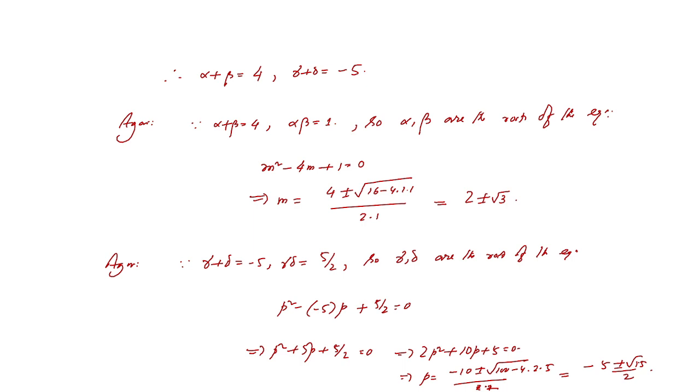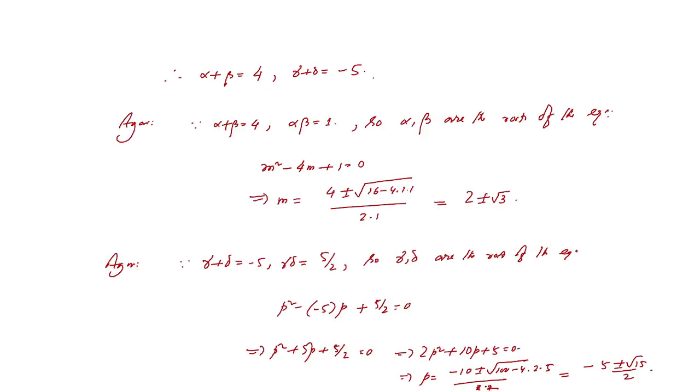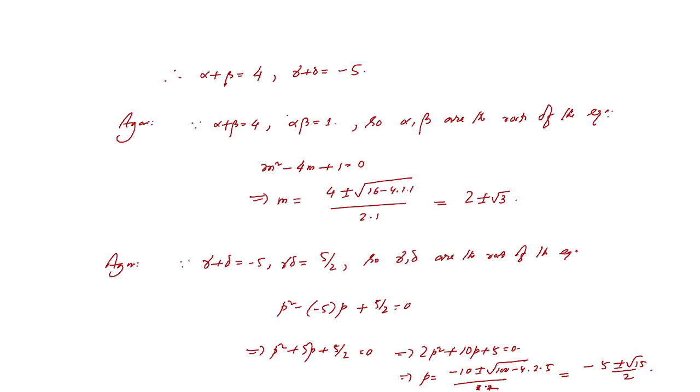Okay. So what are the roots? Therefore, the roots of the given equation are: alpha is 2 plus root 3, beta is 2 minus root 3, gamma is minus 5 plus root 15 by 2, and delta is minus 5 minus root 15 by 2. So these are the roots and our answer is done. Now we come to the next problem.